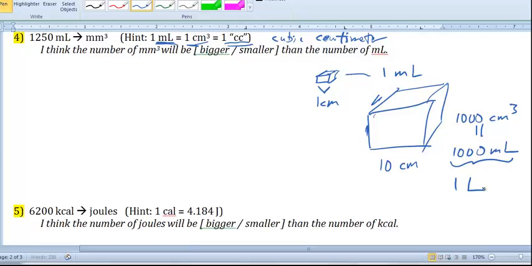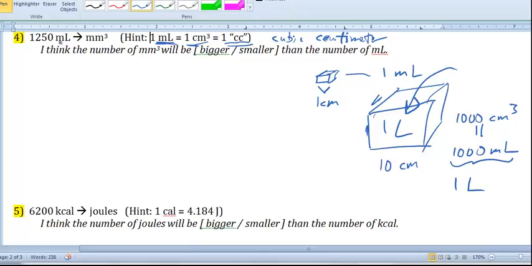That's 1 liter. Okay, so if you have a cube that is 10 centimeters on a side, you could contain exactly 1 liter of fluid in there. Okay, all right. So now let's get back to business.